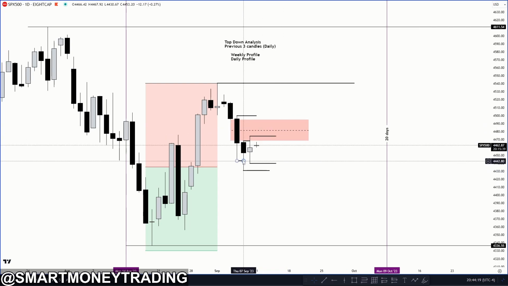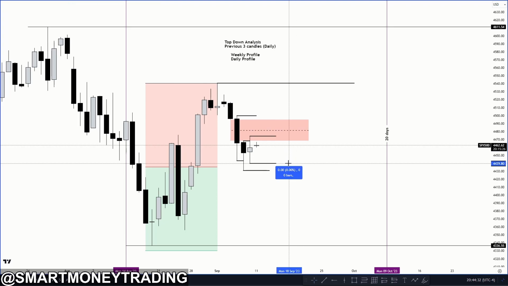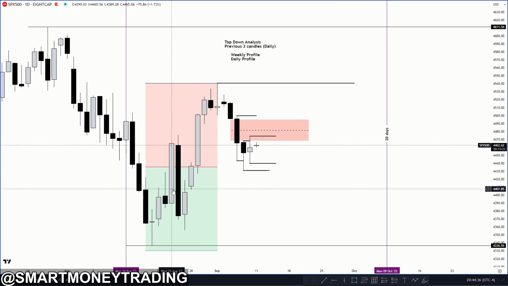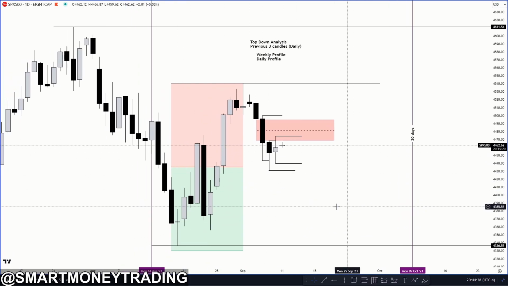We didn't close below this low, and for this one, we didn't close above this high. So price is really just consolidating right now, and it's basically having a vacuum block. That's when price gets into a really small tight range, and then next a big impulsive candle comes out.